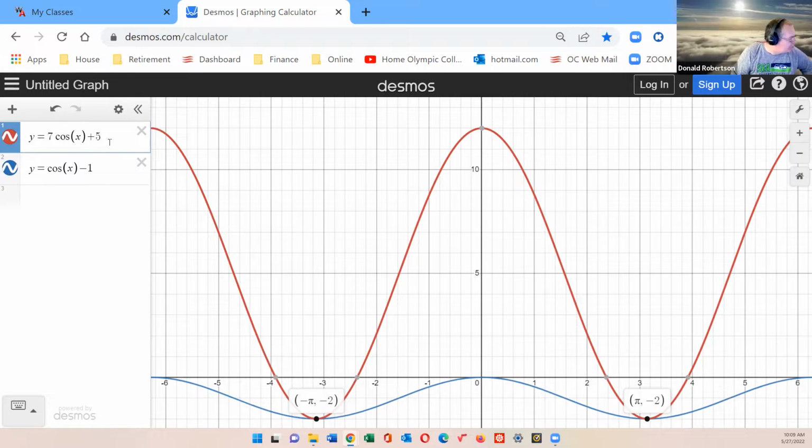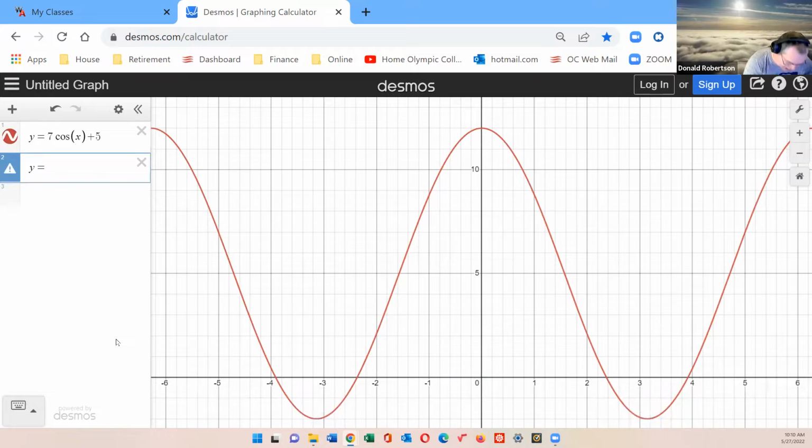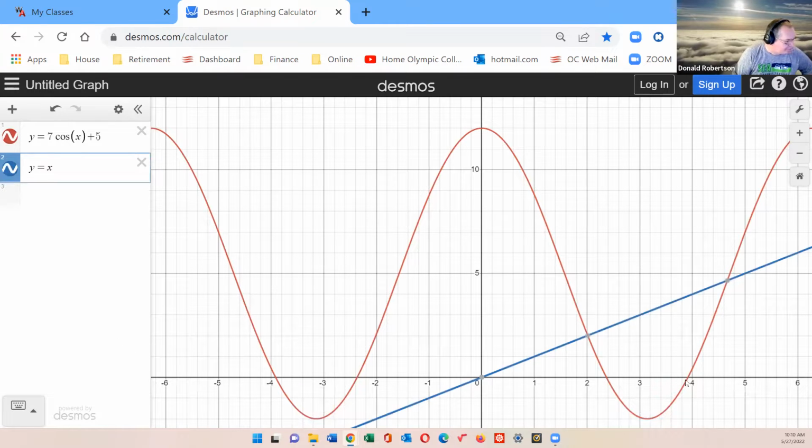Now, let's suppose it was 7 cosine x plus 5, and this other function was x. So I'm trying to solve when is 7 cosine x plus 5 equal to x, and we're only interested in the range from there to there. I don't have the bottom left-hand side, but I can tell that blue line's never going to meet the curve. If I click on that one, I get the answer 2.012, and I click on this one, the other answer would be 4.666.